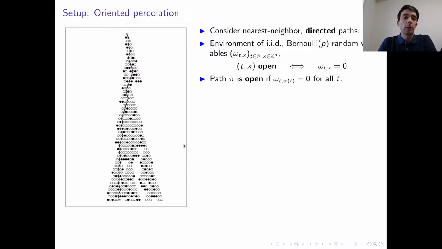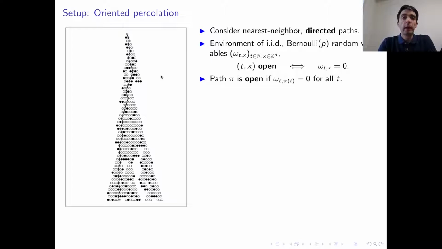One way to think about the model is that the closed sites are obstacles that prohibit the path from going into certain areas. For example, this area here is unreachable because the path has nearest neighbor steps and therefore cannot cross this wall of closed sites.